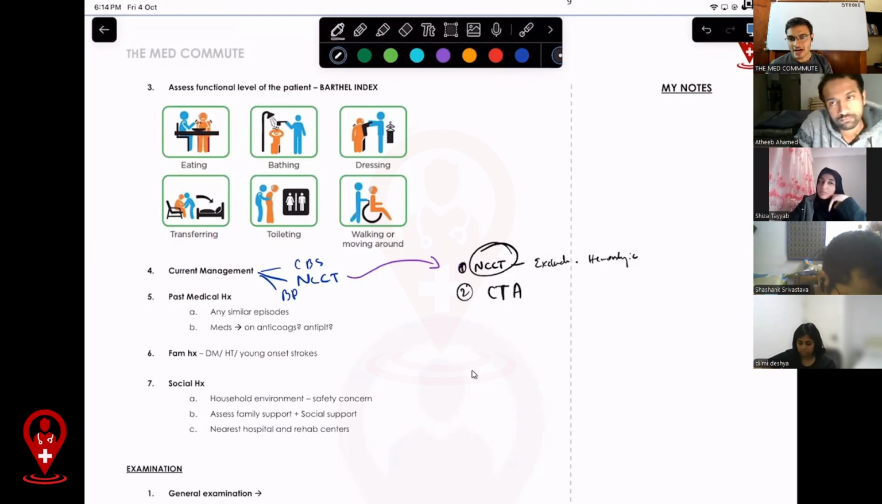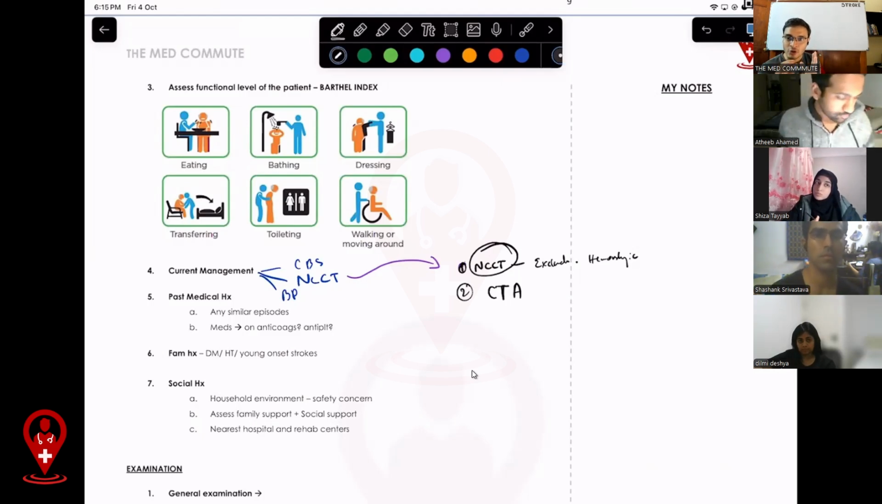Just by the name, what do you all think? Diffusion weighted. What do you all think? Diffusion weighted MRI, very interesting, guys. How it works is, it detects diffusion of water molecules across membranes, right?